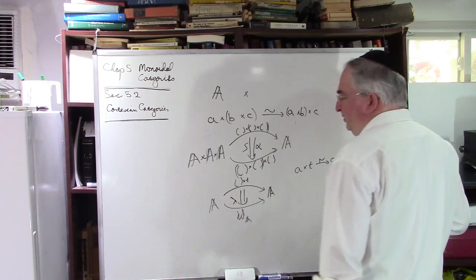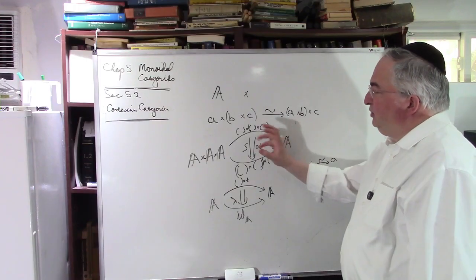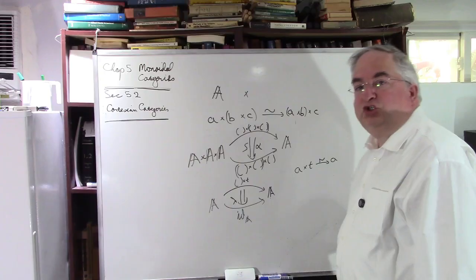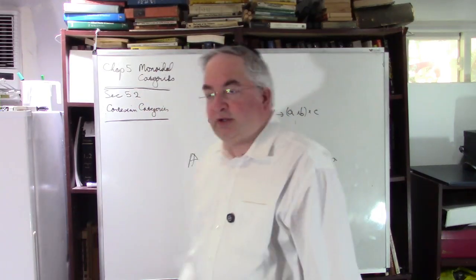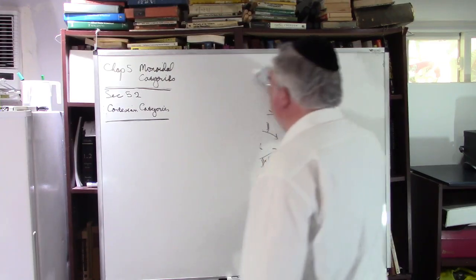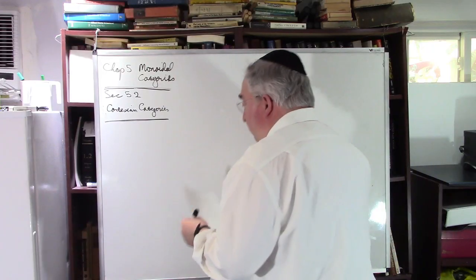We can call that lambda. Okay, great. So these were isomorphisms that we saw in chapter 3 when we were talking about categories with products. So now we can formulate exactly what we're talking about and make a formal definition of what we mean by a Cartesian category. So, ready?